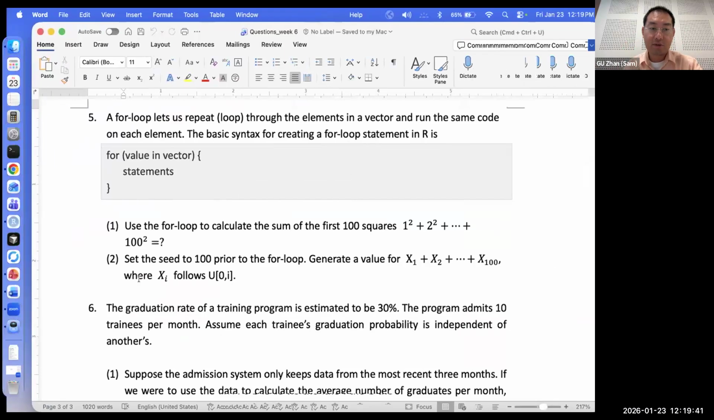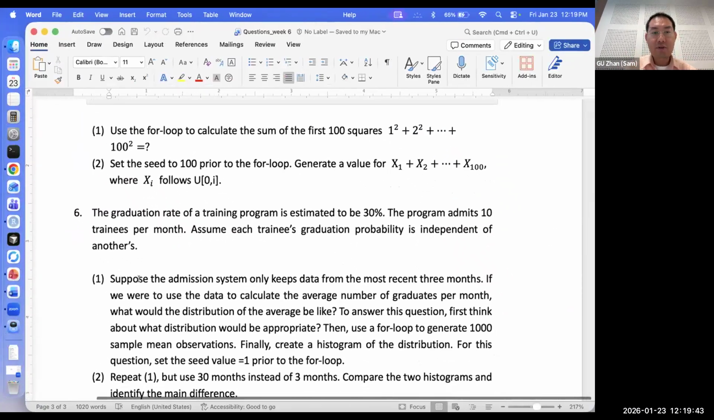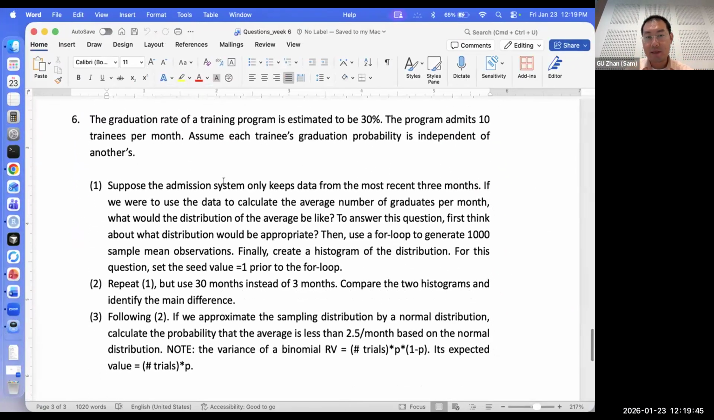Okay, so question 6. The graduation rate of a training program is estimated to be 30%. The program admits 10 trainees per month. You need to really understand the problem. Suppose admission only keeps data from the recent 3 months. If we were to use the data to calculate the average number of graduates per month, first thing, what distribution would be appropriate?